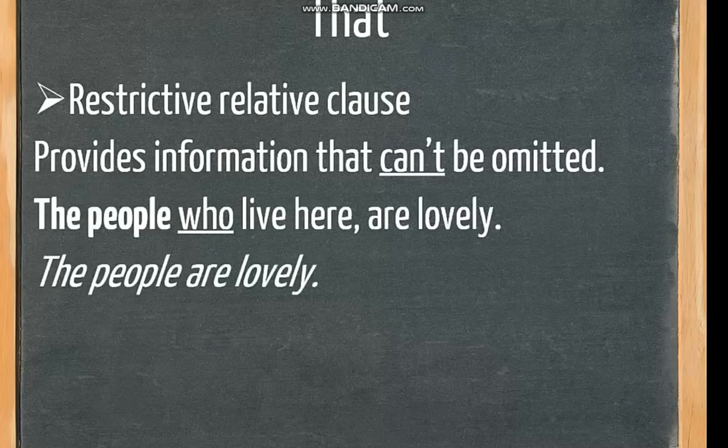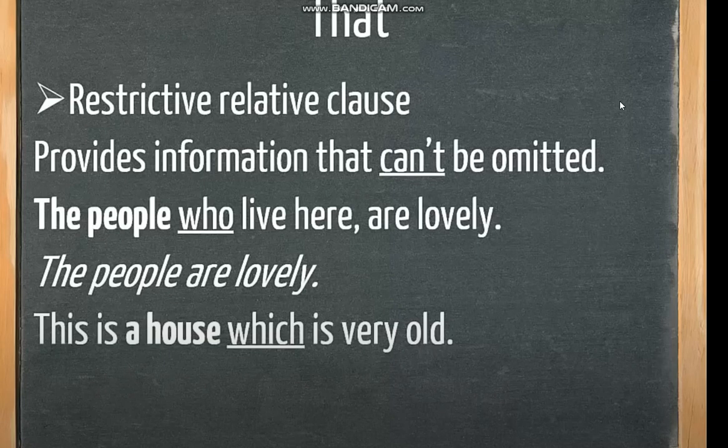Obviously, this sentence is grammatically correct, but we don't really know which people we are talking about. Like, the people who live here are lovely. Okay, the next sentence, the people are lovely, also makes sense, but we don't know to whom it is referring. Which people are lovely? Here, the people who live here are lovely. So these are restrictive relative pronouns.